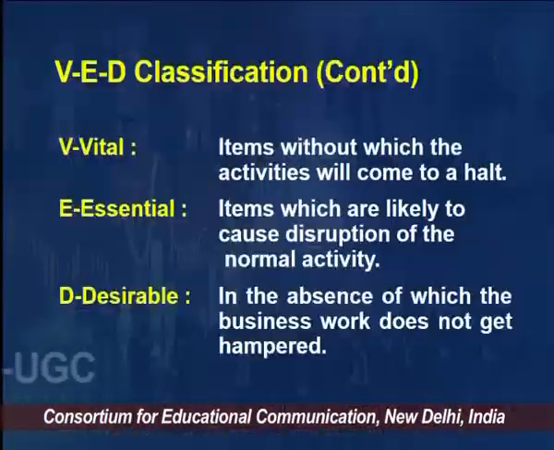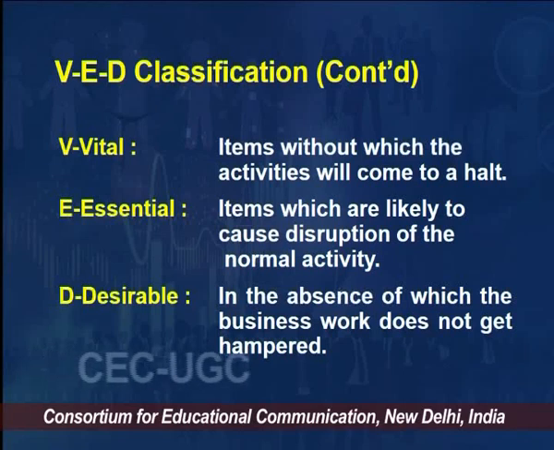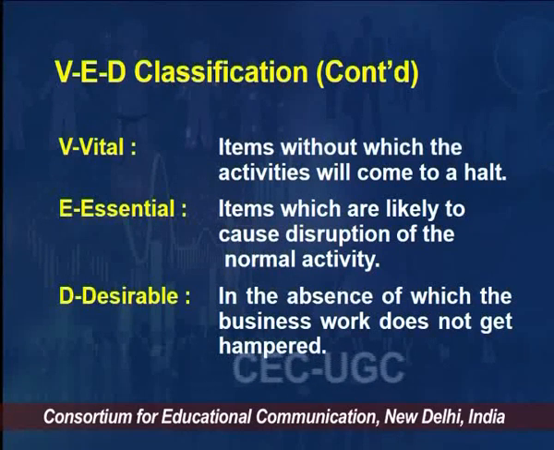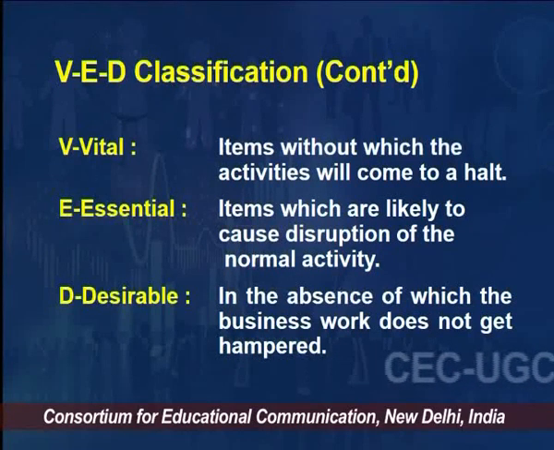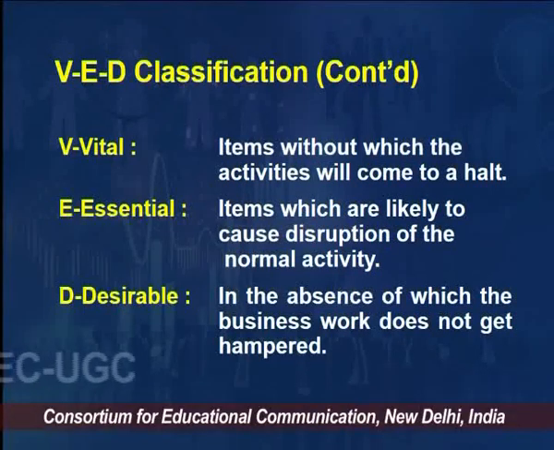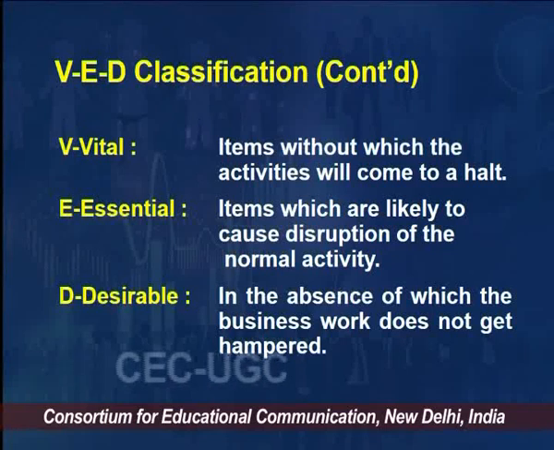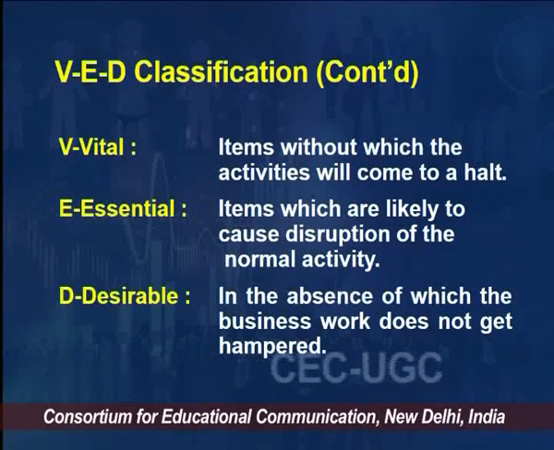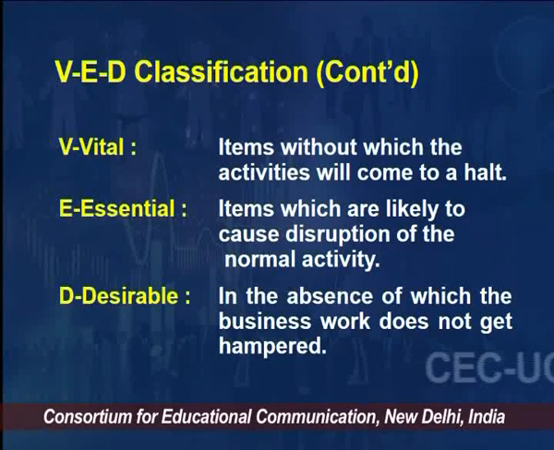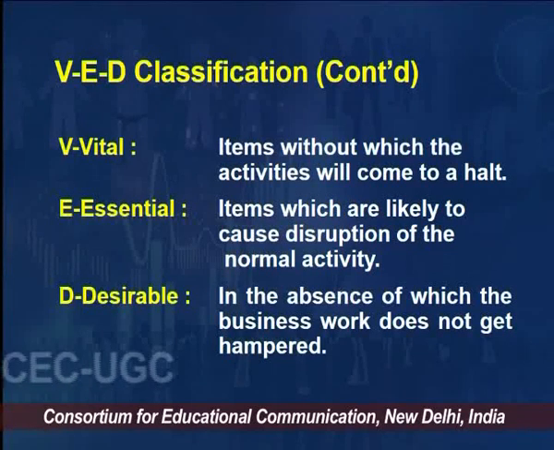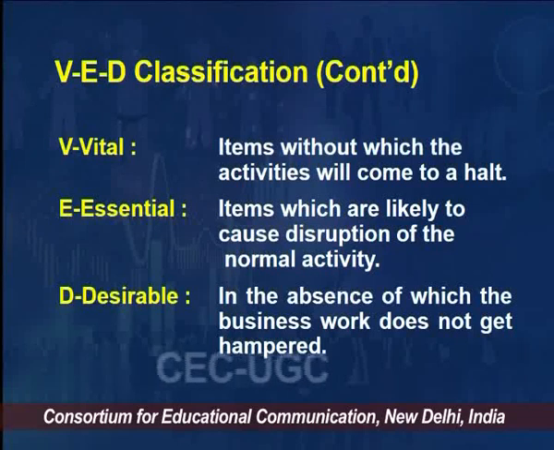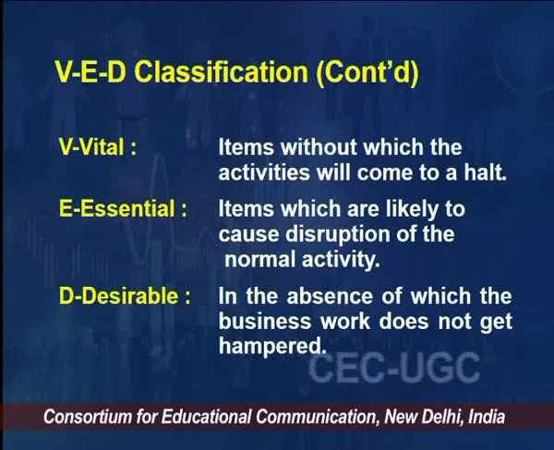Now we come to another classification called VED classification. V stands for vital, E stands for essential, D stands for desirable. Vital items are those without which the activities will come to a halt. Essential items are those which are likely to cause disruption of the normal activity. Desirable items are those in the absence of which the business work does not get hampered.